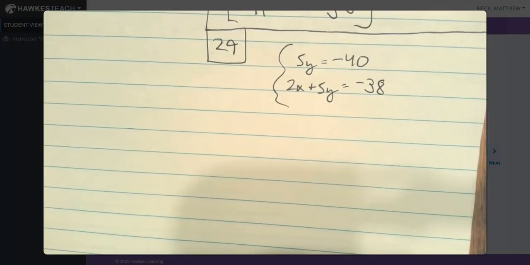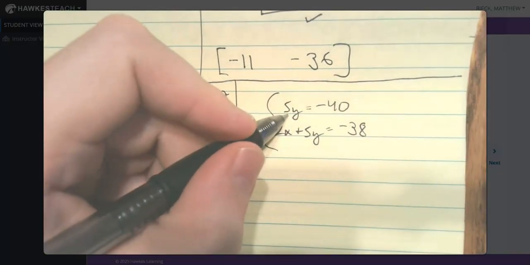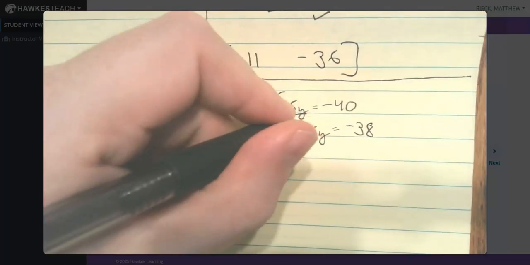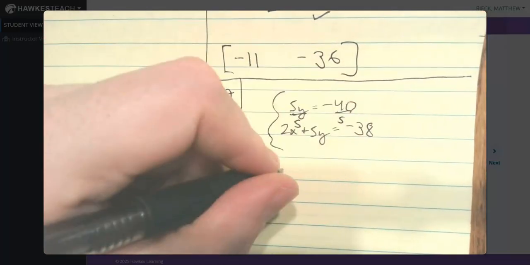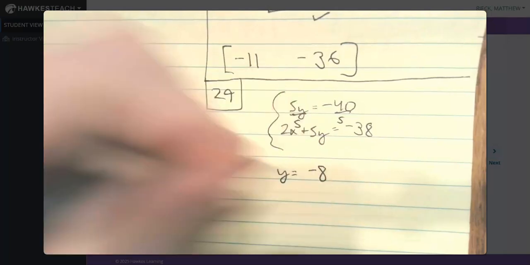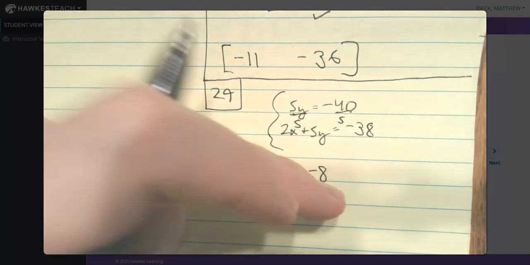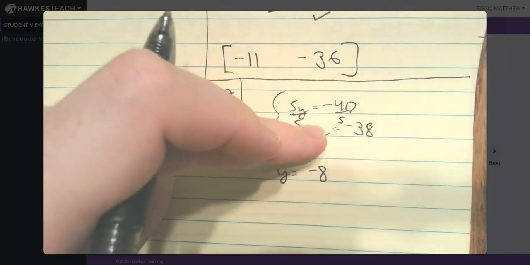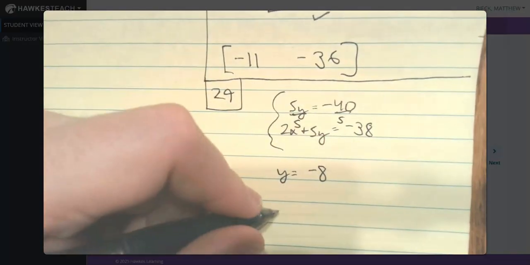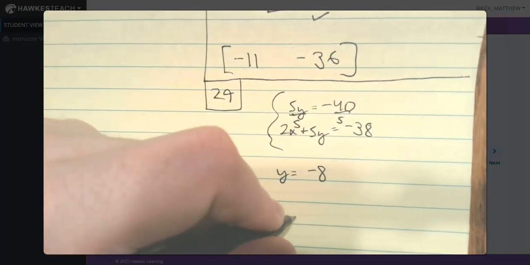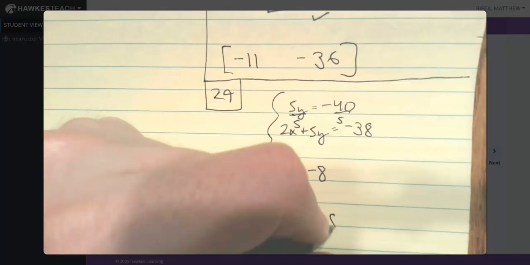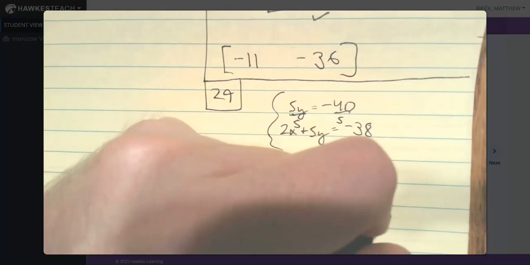So again, I don't care whether you use substitution or elimination. In this case, substitution is actually easier because we can solve this equation for y just by dividing each side by 5. So you end up with y equals -8. And then once we've solved for y, we can just plug that into my second equation to figure out what x has to be. So you have 2x plus 5 times -8 equals -38.